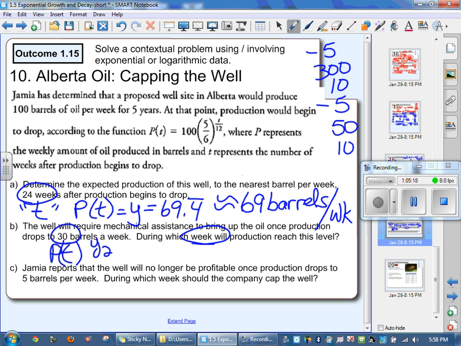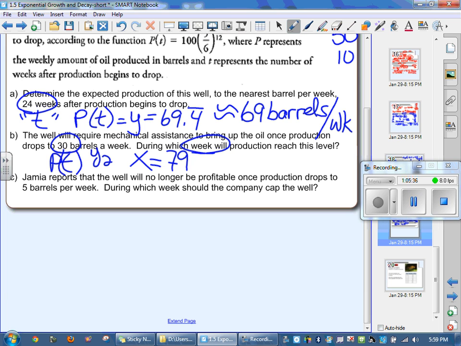On letter C, instead of 30 in Y2, you're going to put 5 into Y2. When you do that, again, you're solving for X. You're going to get 197.172, and it runs on again. So that's around week 197. Okay, all right. Last example.